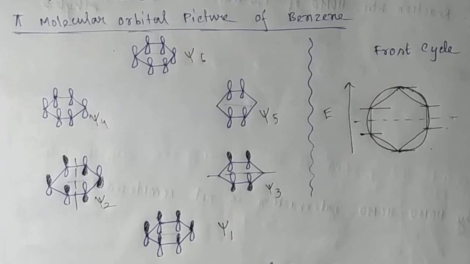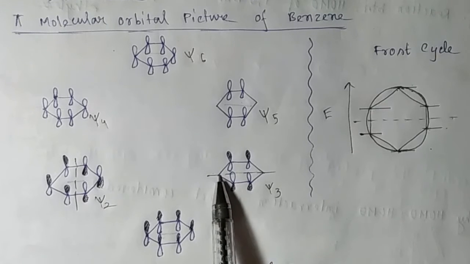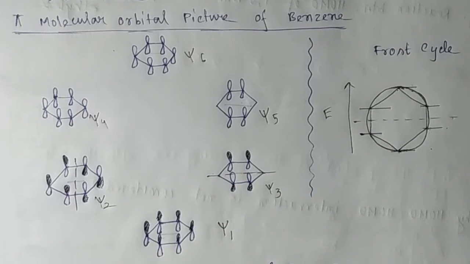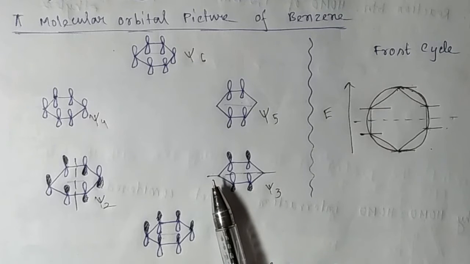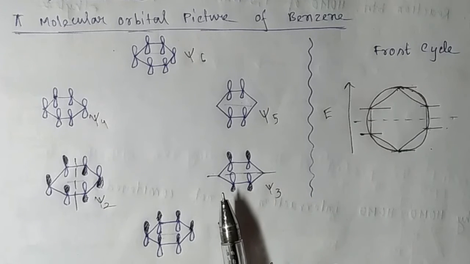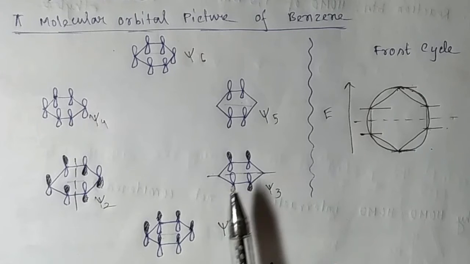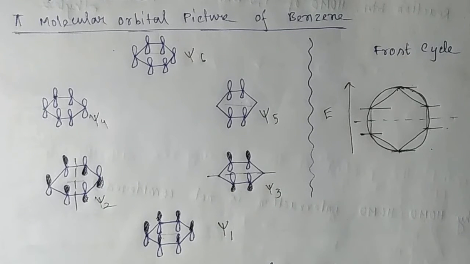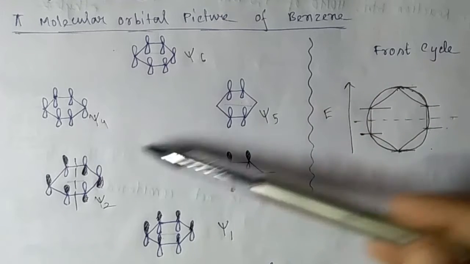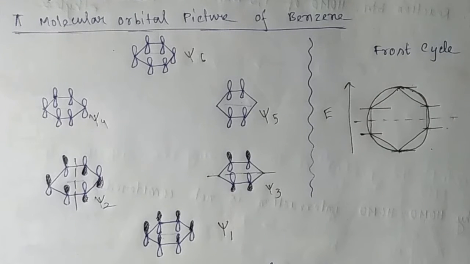I hope you understand. Why did I erase these two p orbitals? Because earlier I told you what a nodal plane is: along the nodal plane there is the least tendency of finding an electron. That is why I erased these two p orbitals, as the nodal plane of psi 3 is along these two p orbitals, and following the definition of a nodal plane, there will be no electron density. Now for the next energy level, psi 4 and psi 5, there will be two nodal planes, and the two nodal planes can be drawn in this fashion.